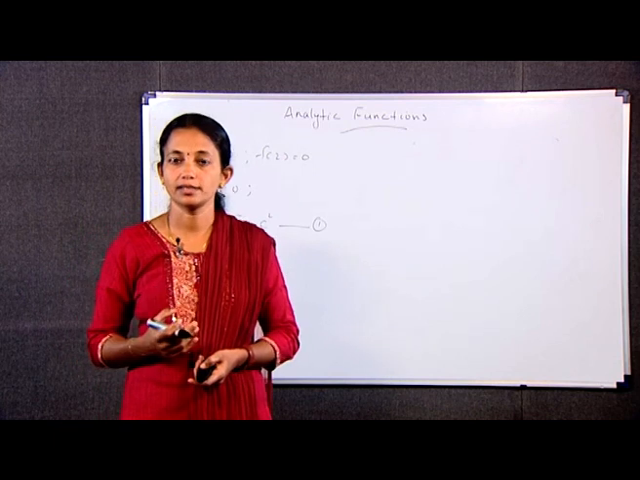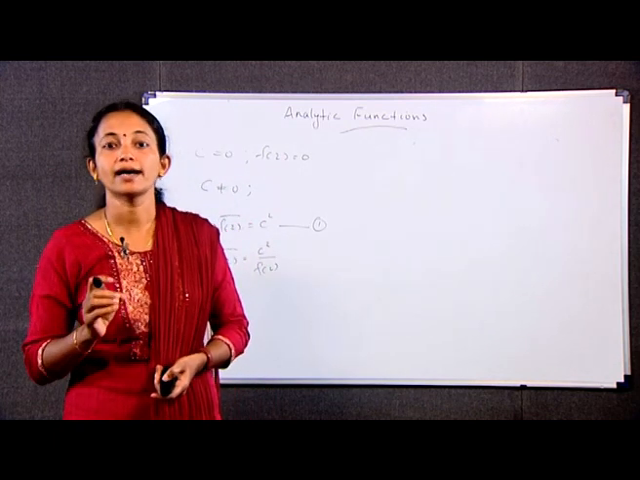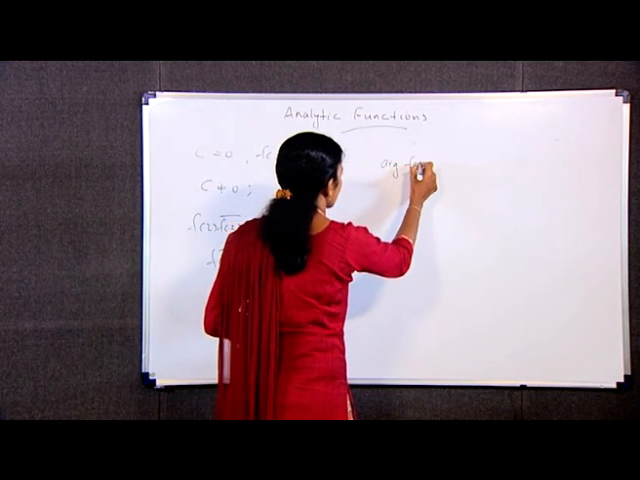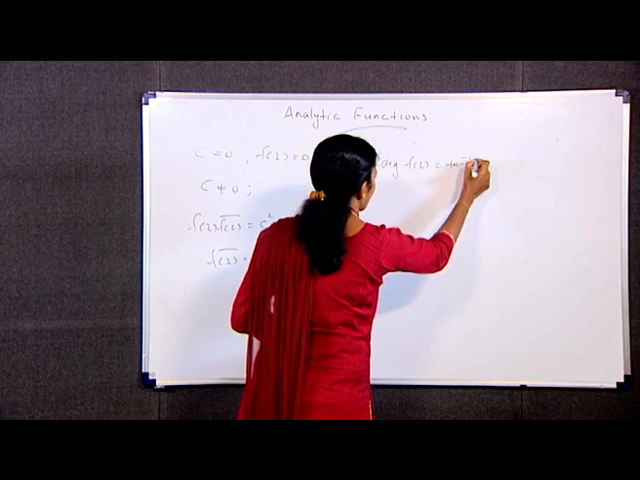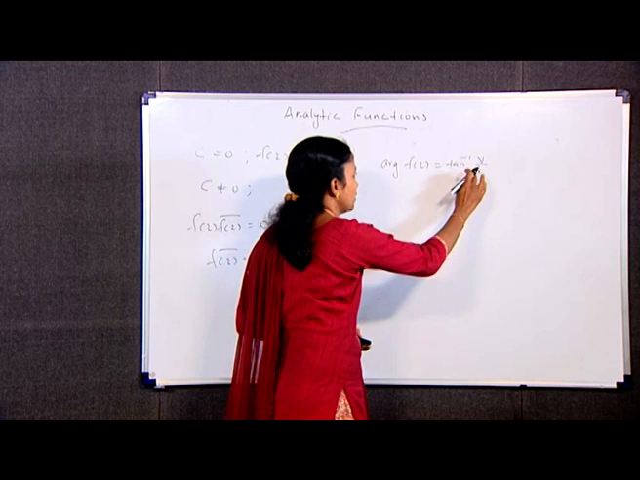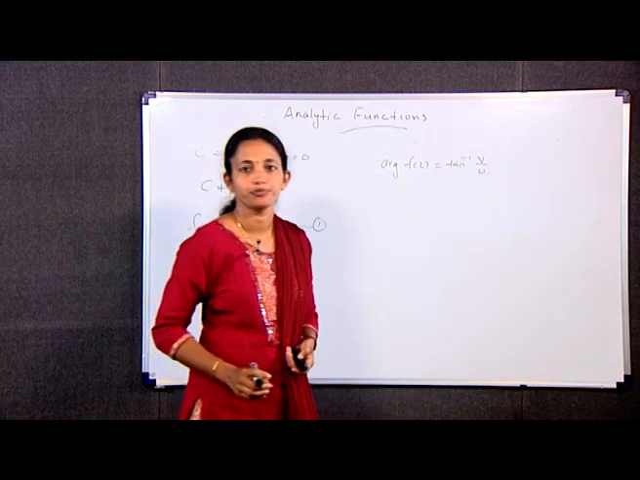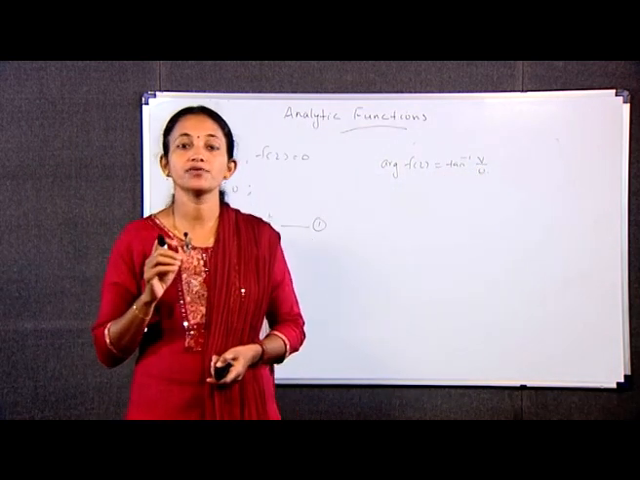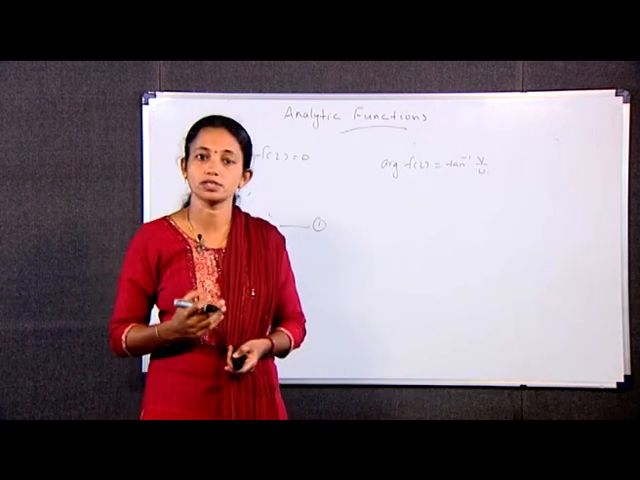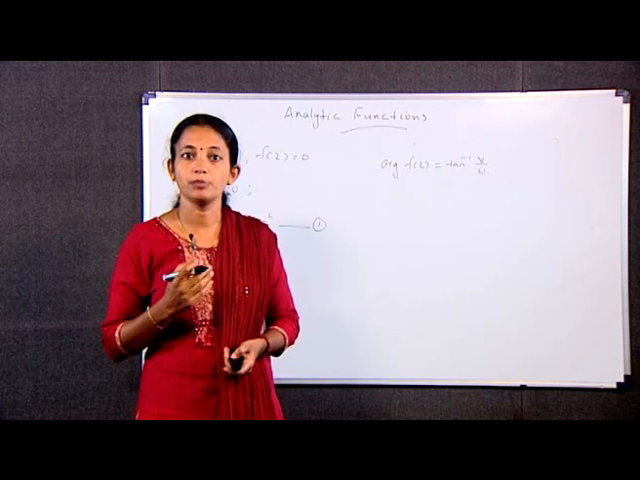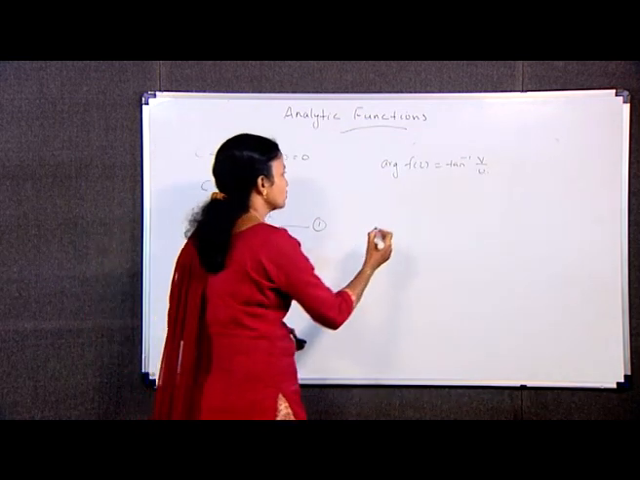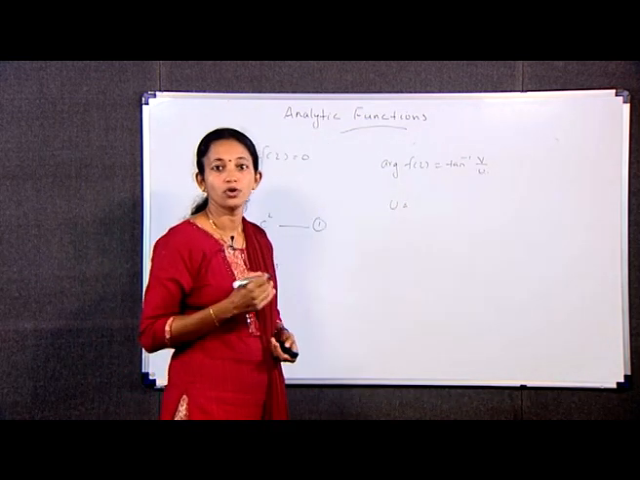Fourth one, we note that the argument of F(z) is equal to tan inverse v by u. Hence, the argument of F(z) is equal to C, a constant, which implies that tan inverse v by u is equal to a constant C, which implies v by u is equal to tan C, that is, u is equal to v cot C.